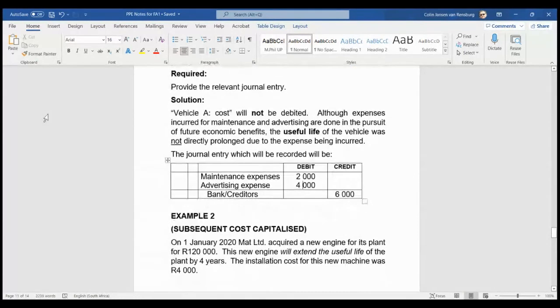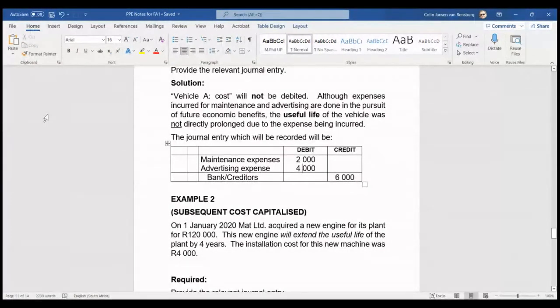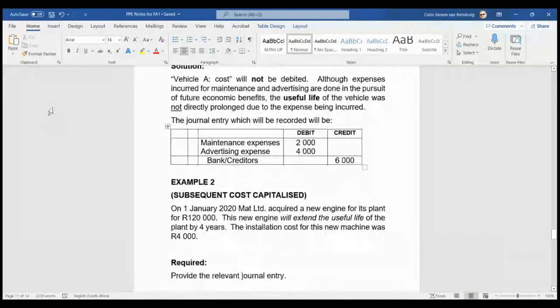Now I'm going to look at an example where subsequent cost needs to be capitalized, and we've already mentioned that is normally when you have to replace a part, right? So here we are saying in example 2, on the 1st of January 2020, Mac Limited acquired a new engine for its plant for 120,000, right? So let's say the old engine for the plant has seized up. We are going to dispose of it, or we have to scrap it, whatever the case may be.